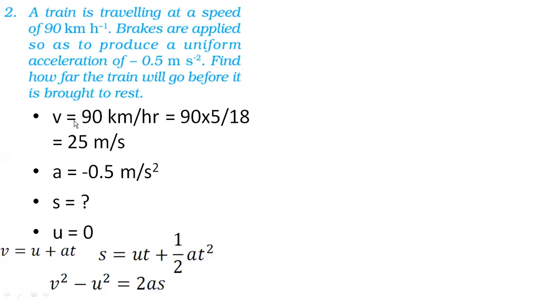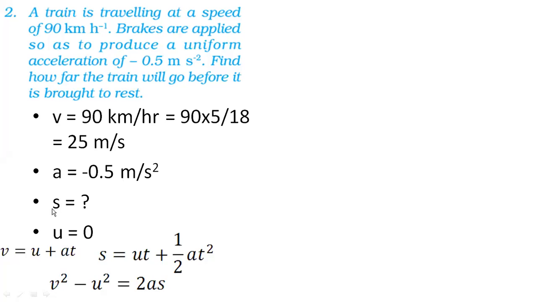So let me put those values. The value is 90 km per hour. But we need to convert it into meter per second. Just multiply with 5 by 18. So that would be 18 ones are 18, 5 8s are 40... 18 5s are 90, 5 5s are 25. So 25 meter per second. Sorry, I have written here V. Just make that correction. It is U. The value here is U. This is initial velocity. Final velocity is 0.